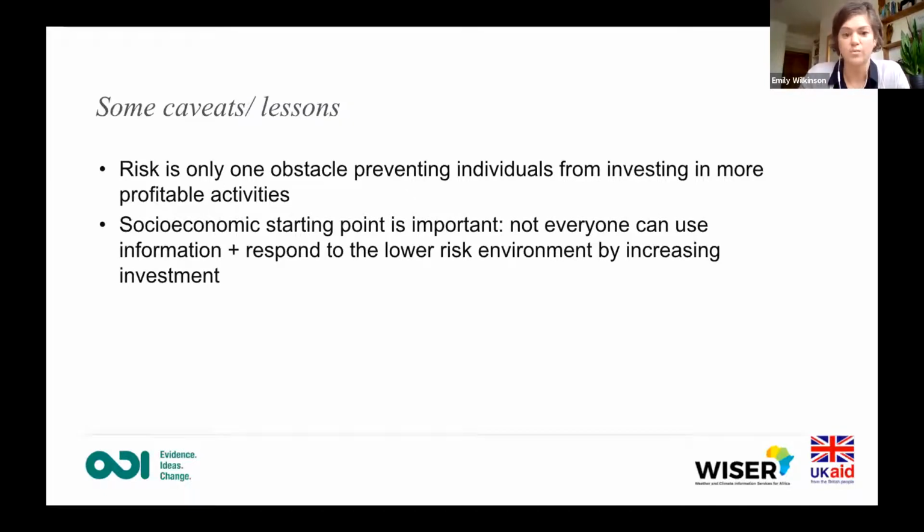So the early warning systems need to be complemented by other sorts of support like microfinance. And the other important point here is that the socioeconomic starting point of individuals and households is really important. Not everyone is going to be able to use information and respond to the lower risk environment by increasing their investments. So those two things I think are interesting when thinking about the second resilience dividend and how people are able to use better information about the weather and better early warning systems to make decisions about their own economic activities. So I will leave it there. I'm very happy to answer any questions when we get to the Q&A section. Thank you.